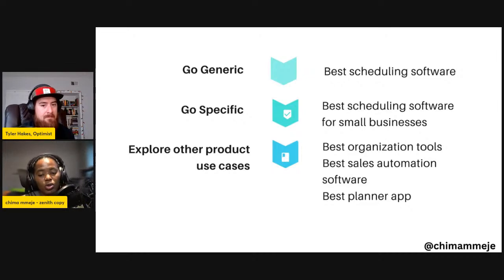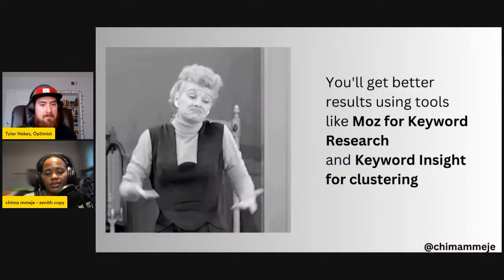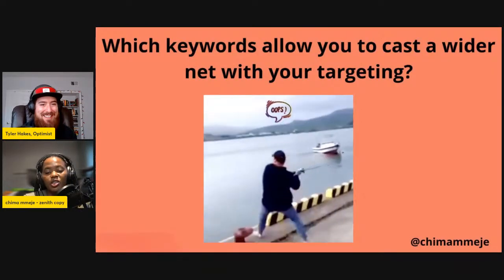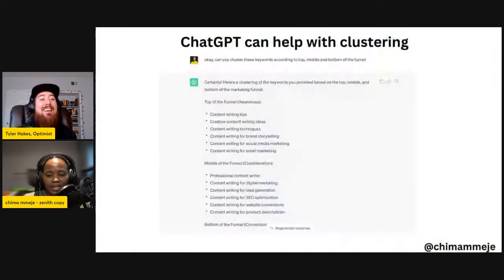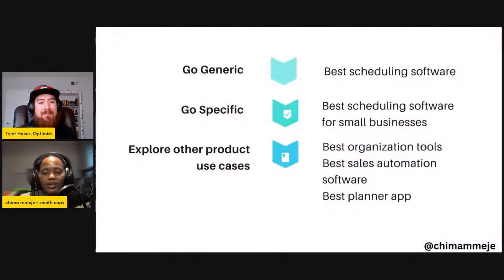And then you can also explore other product use cases, which takes us back to that example on targeting keywords that allow you to cast a wider net. So, example of that: best organization tool, best sales automation software, best planner app. Someone who is ranking for best scheduling software, these are also use cases for them.